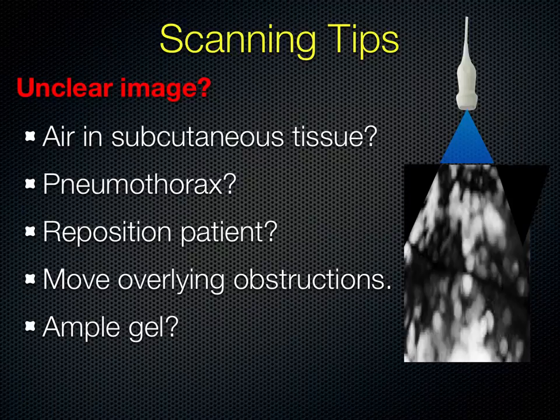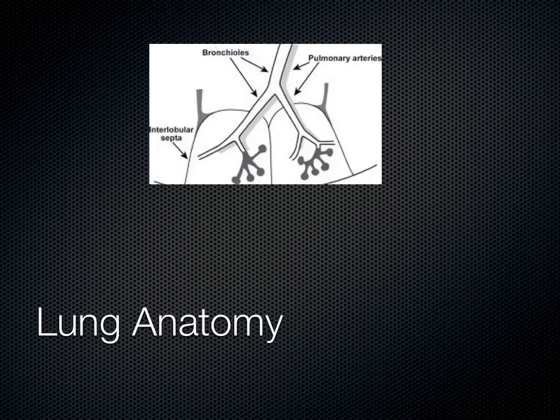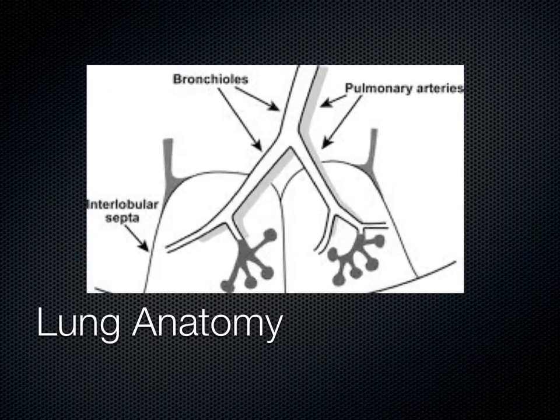Does the patient need to be repositioned to optimize the view of the location of the structure which you're trying to image? And are there any overlying obstructions that need to be removed, such as bandages or EKG leads? We're going to go over the lung anatomy because understanding the lung anatomy is important for being able to interpret the different artifacts that we use to help us understand what's going on in the lung during ultrasound imaging of the chest.